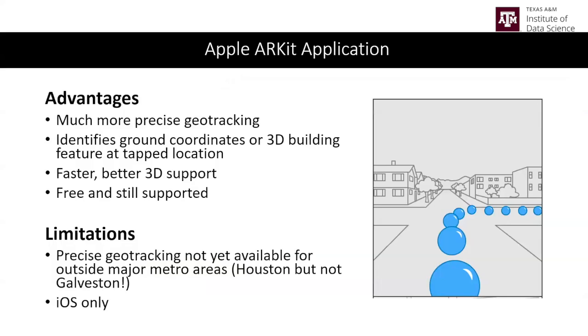I'll show you some examples in a slide or two of what I'm doing to plan for this presentation via ARKit. Some advantages that ARKit offers over Wikitude and some previous-gen platforms: at least for certain areas, you get much more precise geo-tracking. Along with that, you can get ground coordinates or 3D building features identified at tapped locations, faster and better 3D support, and importantly, compared to Wikitude, it's still supported, and it's free, which is great.